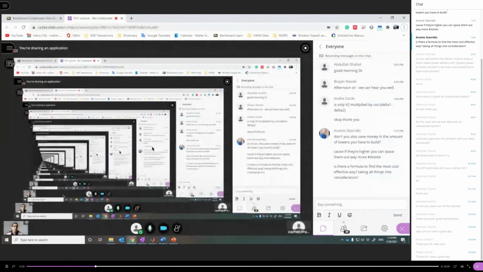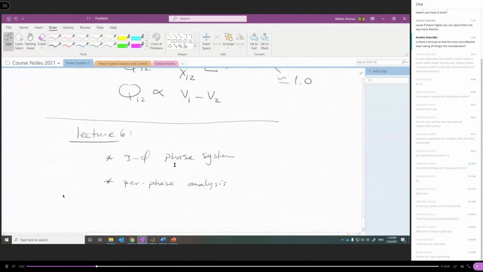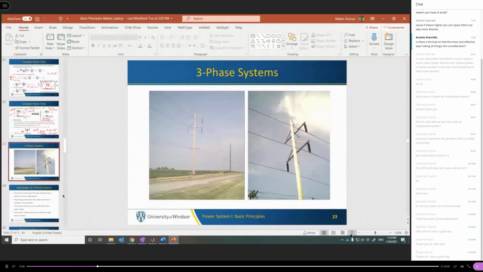Okay, so it is not just about increasing the power. There are other factors related to the system reliability. As I told you, we are going to talk about two things today, hopefully, if the time permits: three-phase systems and phase analysis. So let me start.